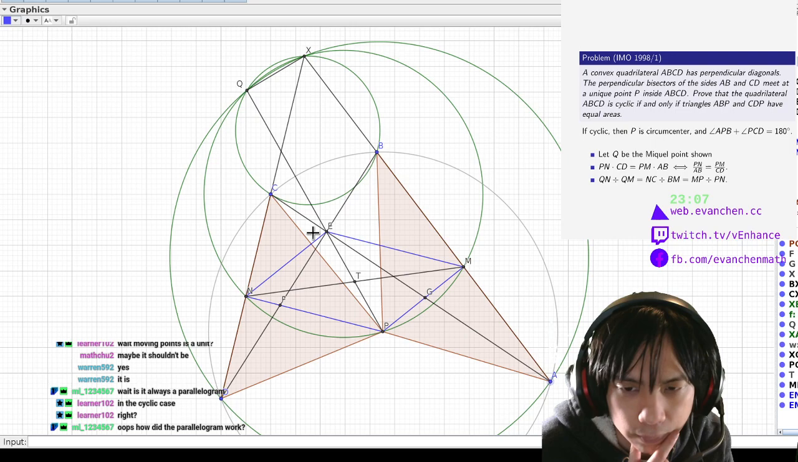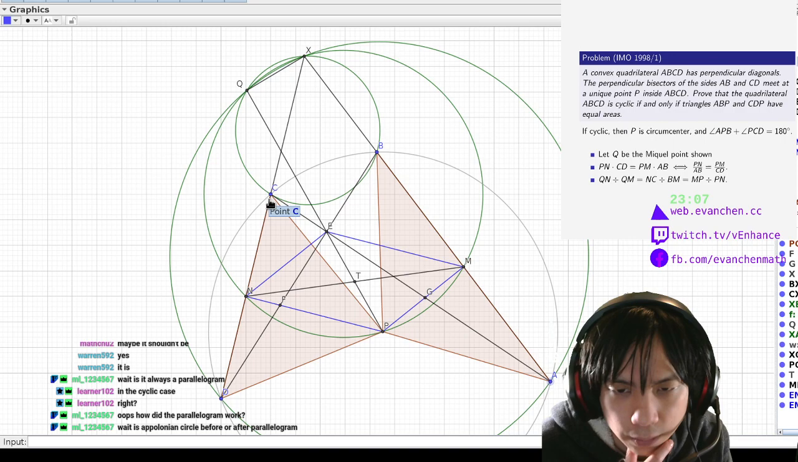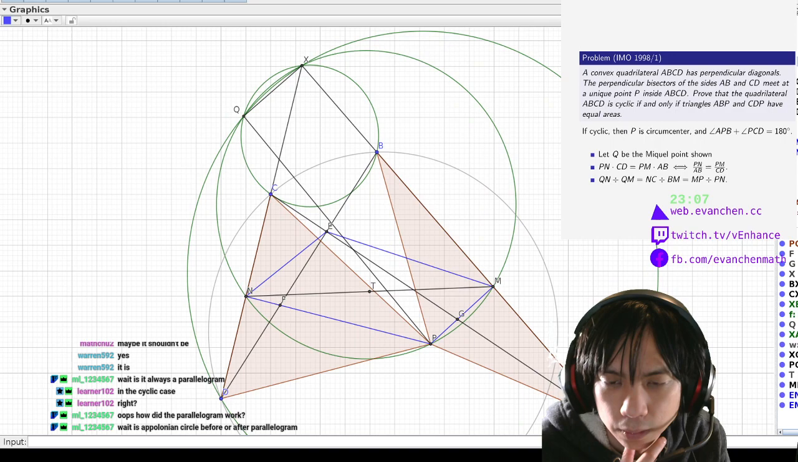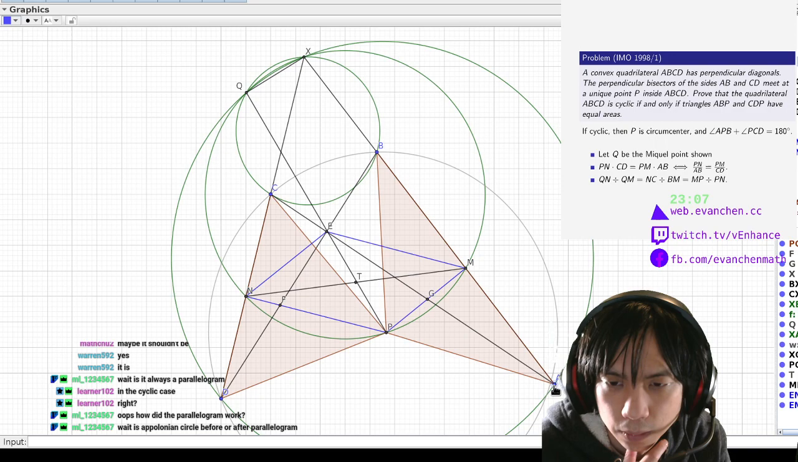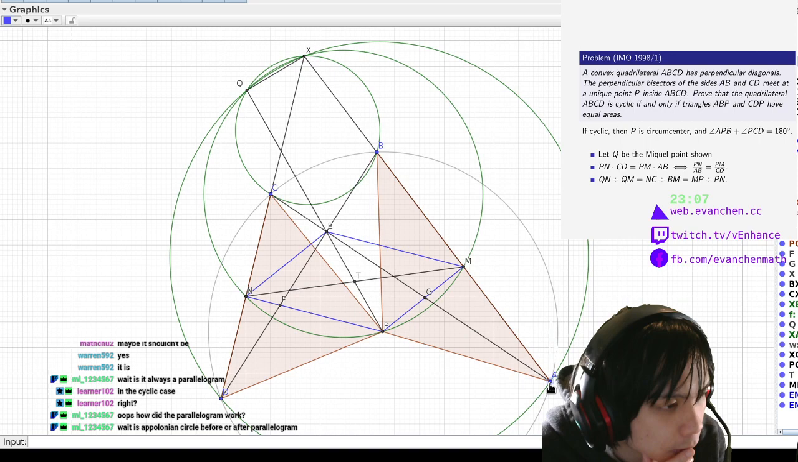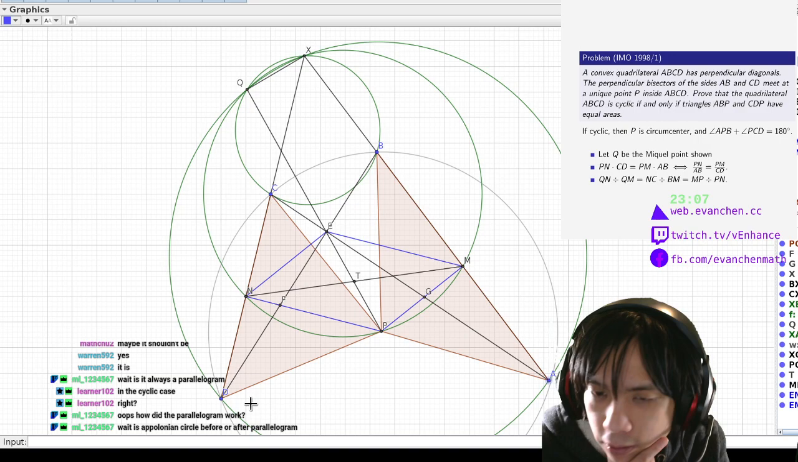Like QN against EN is QN against CN. That's true unconditionally, actually. We don't have the parallelogram yet. I actually have not. I don't see why it's true, but I strongly suspect it is.